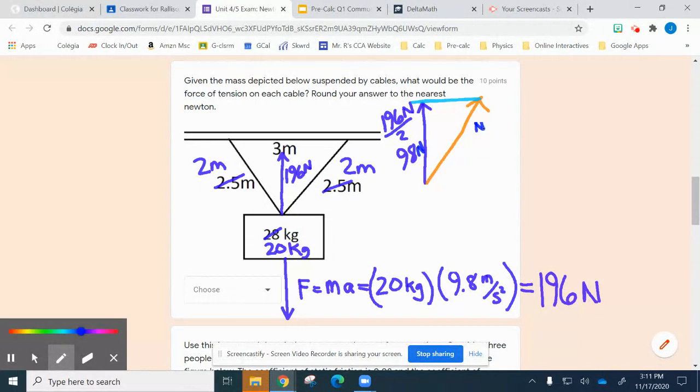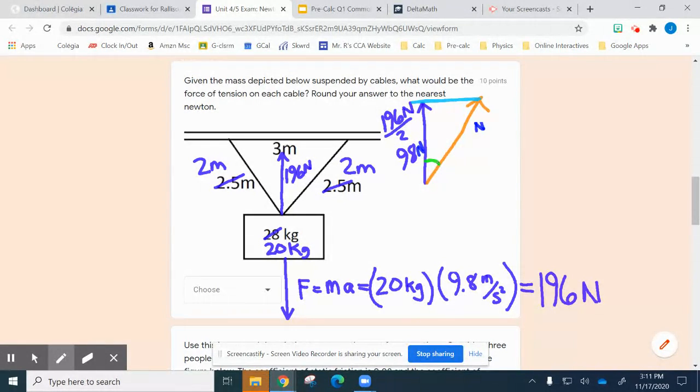So, to figure that out, what we're going to have to figure out is this angle right there. And to figure out that angle, we're going to figure out the physical proportions of this triangle, and we're going to use that to calculate the angle. And once we know the physical proportions, then we can figure out what the actual forces are.